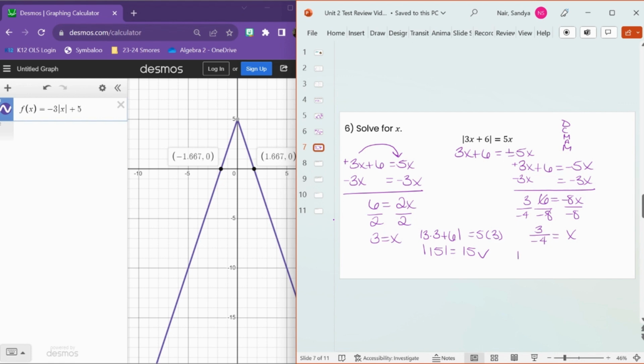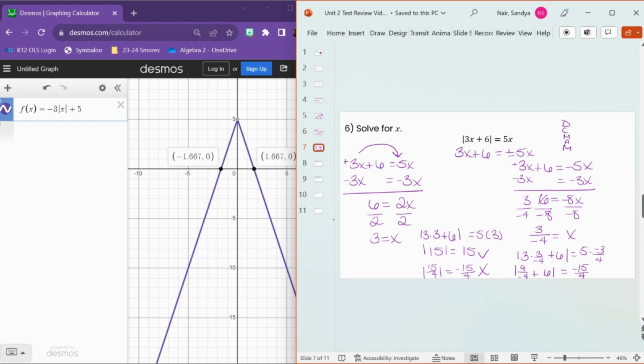So here we have the absolute value of 3 times 3 over negative 4 plus 6 equals 5 times negative 3 over 4. So that's going to be the absolute value of 9 over negative 4 plus 6 equals negative 15 over 4. And when you simplify this, you have 9 over negative 4 and then plus 6. So 6 is basically 24 over 4. So 24 over 4 minus 9 over 4 is going to equal 15 over 4. So we have the absolute value of 15 over 4 equals negative 15 over 4. And that is actually not true.